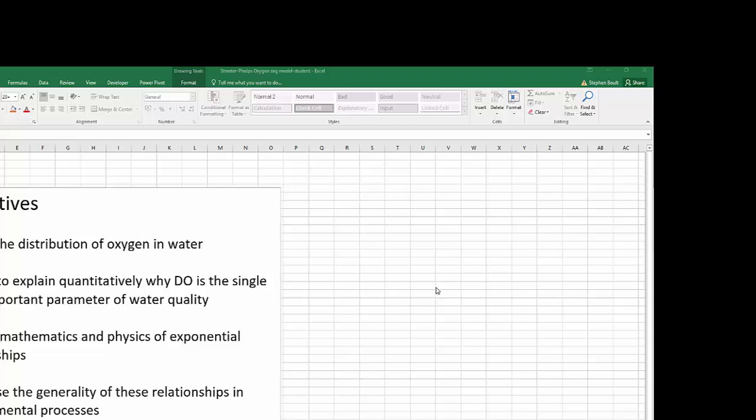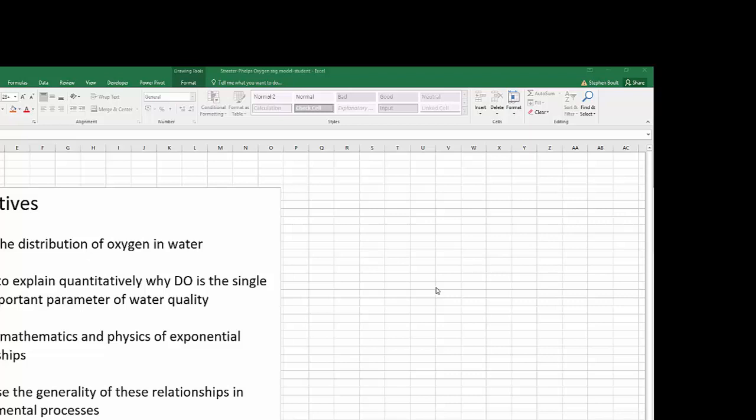So in this exercise we're going to model oxygen concentration in water. And though this is a primary objective, it's not the only objective of the exercise. It is important to be able to predict the oxygen concentration in water because it's impacted by the most common type of pollution in natural waters, which is organic pollution, typically human or animal waste.